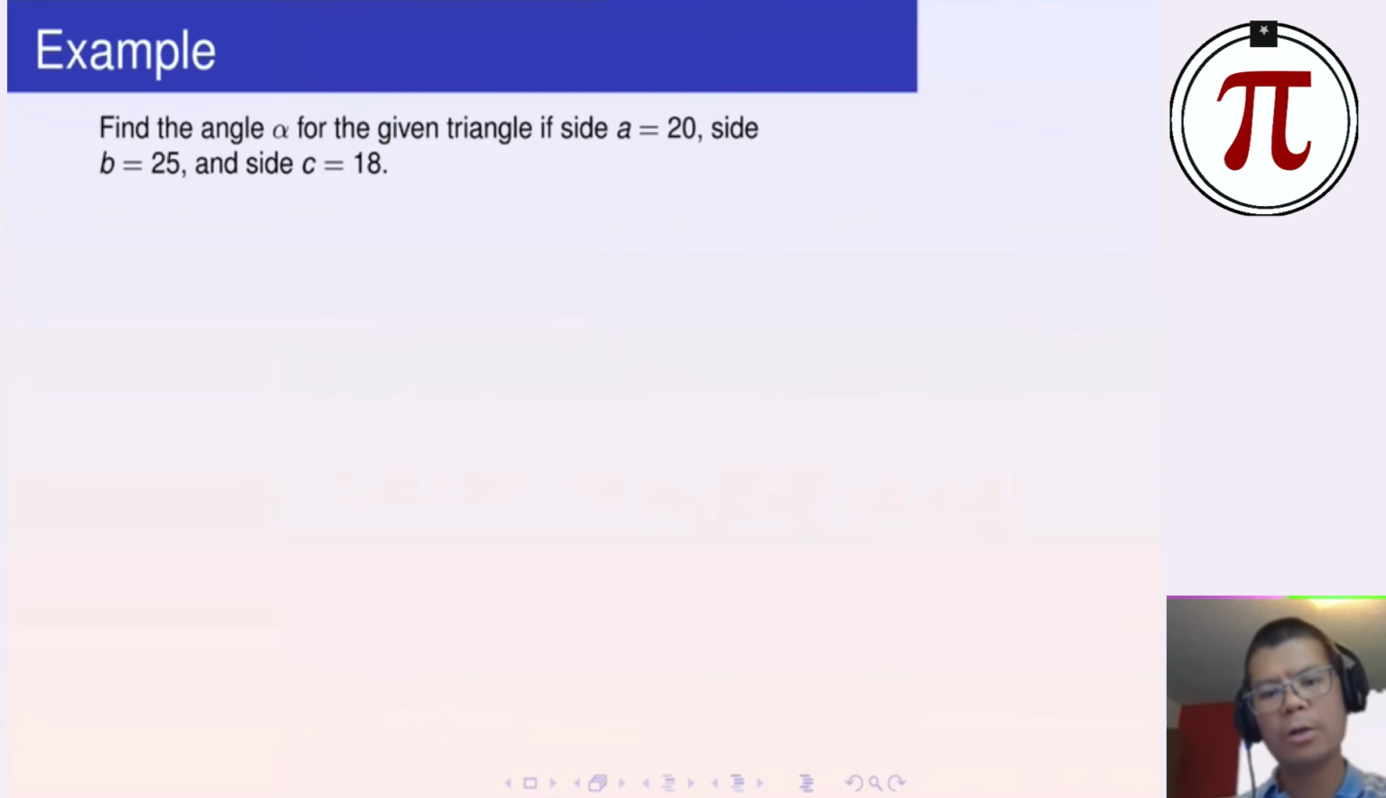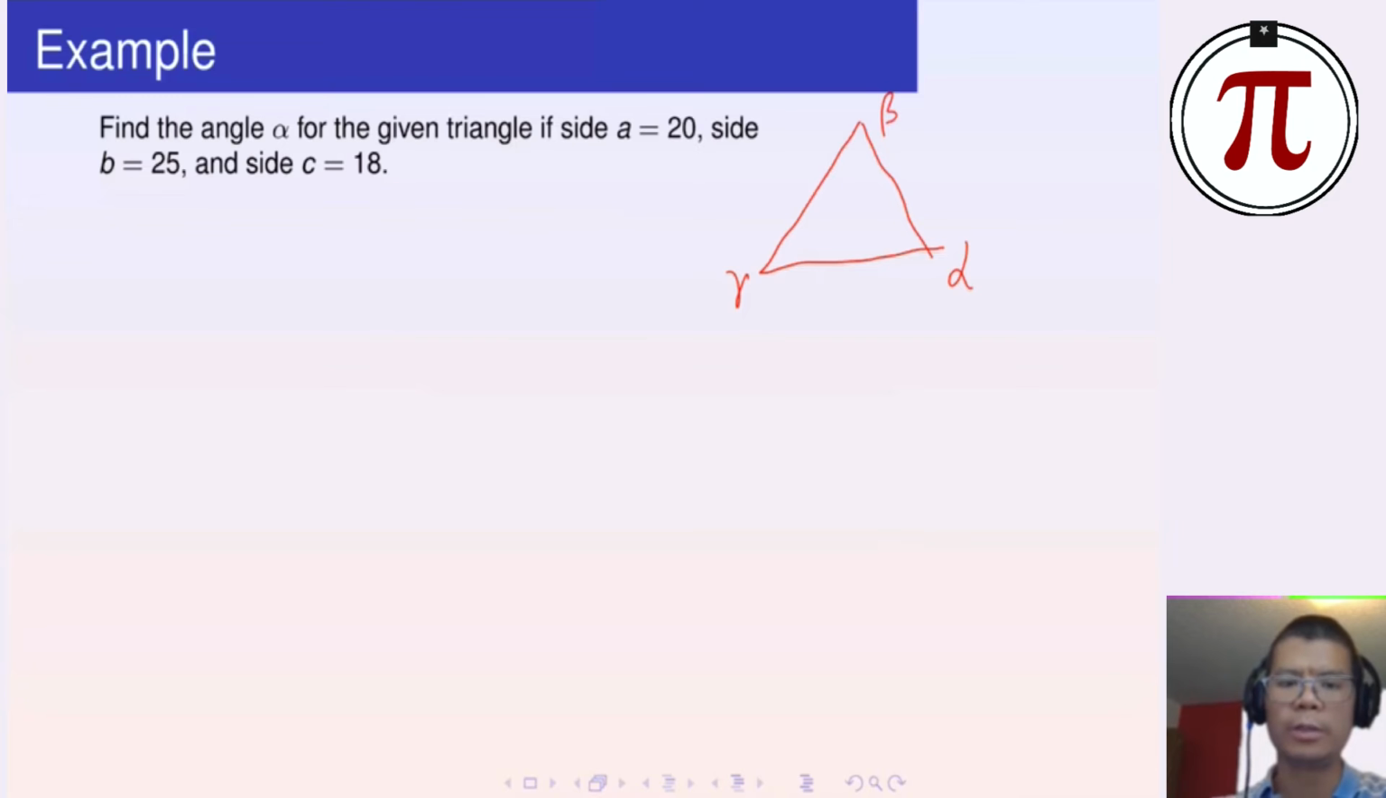Now, of course, alpha is the opposite angle of side A. This is gamma, this is alpha, this is beta. So this is going to be A, this is going to be B, this is going to be C, right? Now, how to find alpha? All the sides are given, so we can use the law of cosines to find cosine alpha and then solve for alpha. Yes?